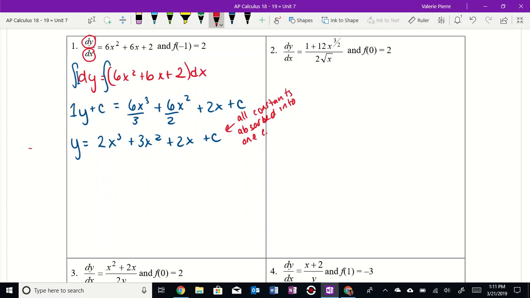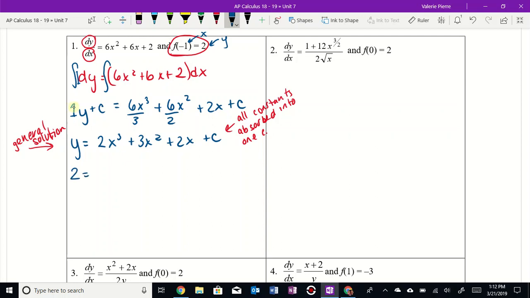Okay, at this step where we have y equals an equation, this is a general solution. This means that if we did not have an initial condition, we would be done. We cannot solve this any farther. We are as solved as we could be without an initial condition. However, we are given the initial condition, f of negative 1 is equal to 2. So what we're going to do here is substitute negative 1 in for x and 2 in for y and solve for c.